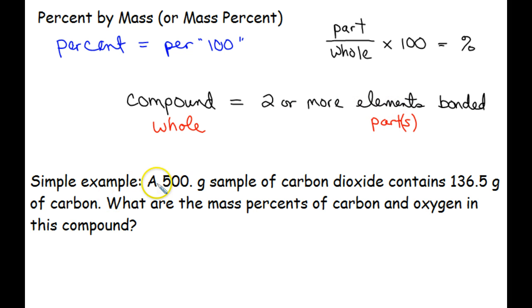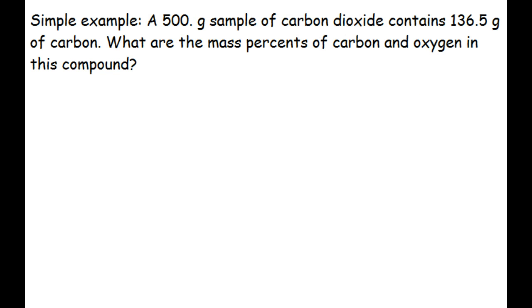So perhaps you were given a 500 gram sample of carbon dioxide, and it tells you that 136.5 grams of that sample is carbon. So we want to know what are the mass percents of carbon and oxygen in this compound. Okay, so let's set this up. We'll do carbon first.